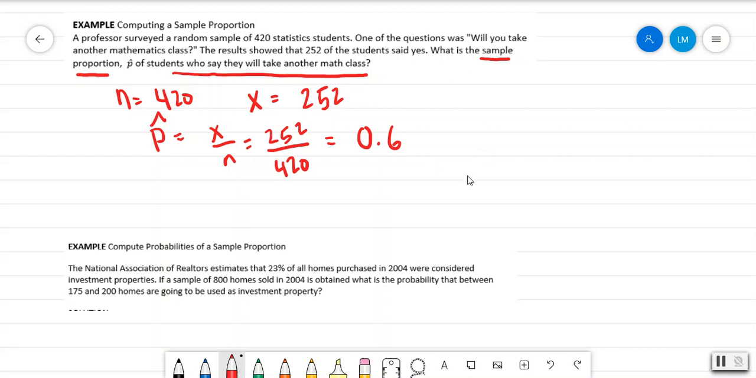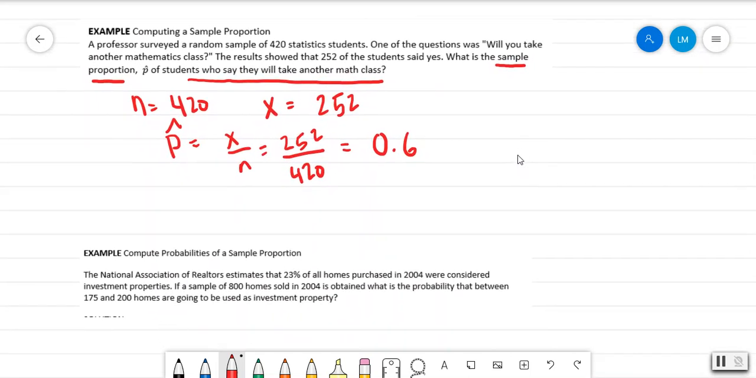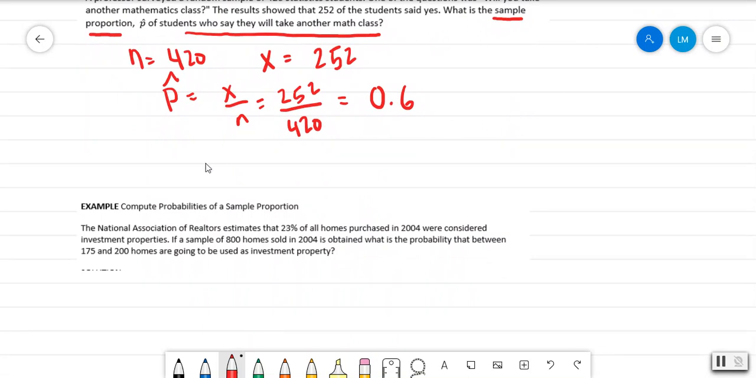Now, whenever we talk about the shape of the distribution of a sample proportion, there are two conditions that must be true. One of those conditions is that n times p times 1 minus p is greater than or equal to 10.